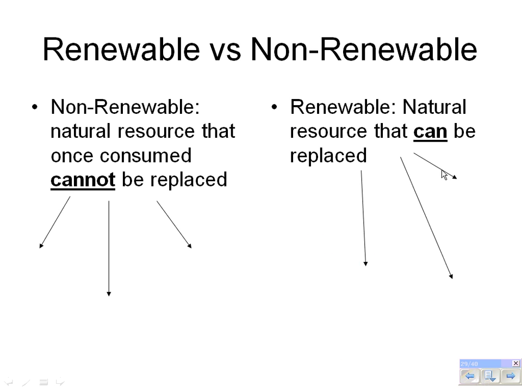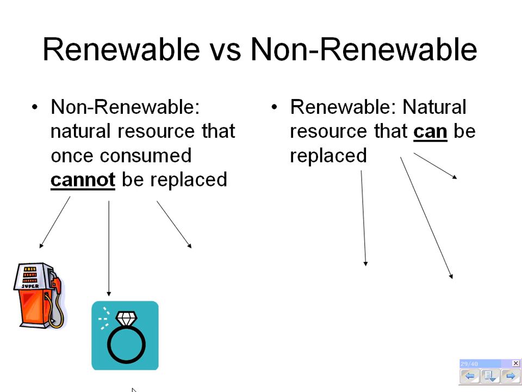Number 2, it says compare renewable and non-renewable resources. So just to compare them for you, non-renewable is any natural resource that, once consumed, cannot be replaced. Renewable is a natural resource that can be replaced. Some examples of non-renewable resources: oil, which makes gasoline. Minerals are an example of a non-renewable resource.